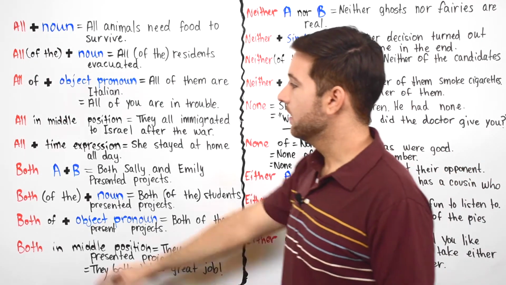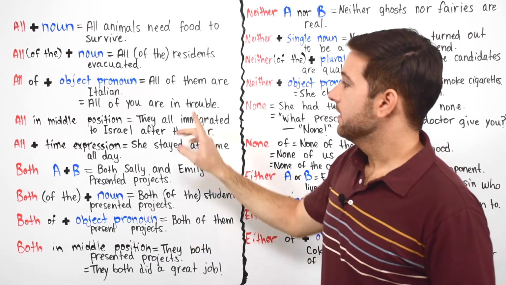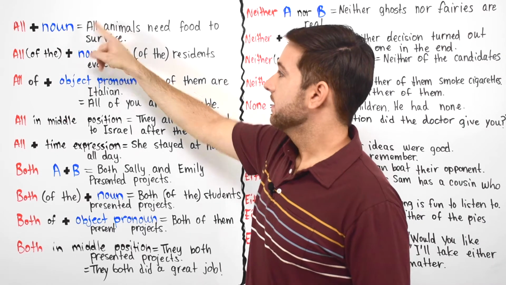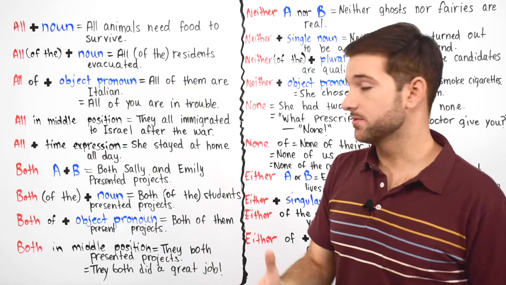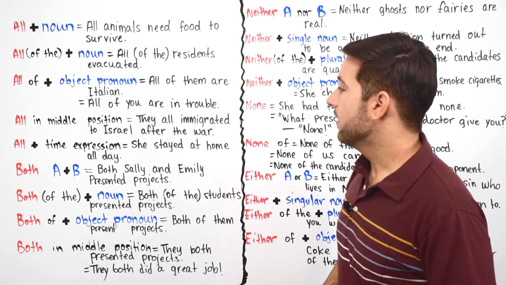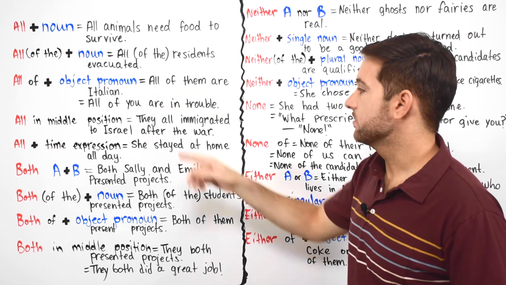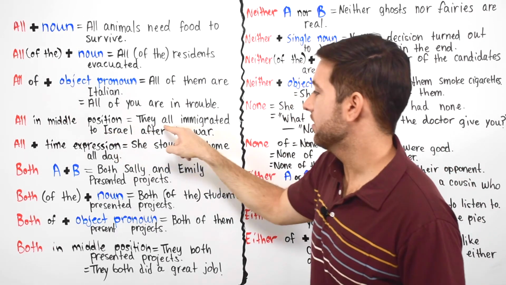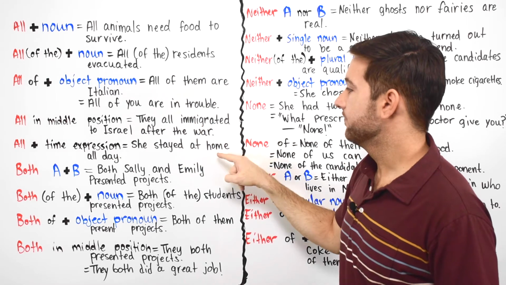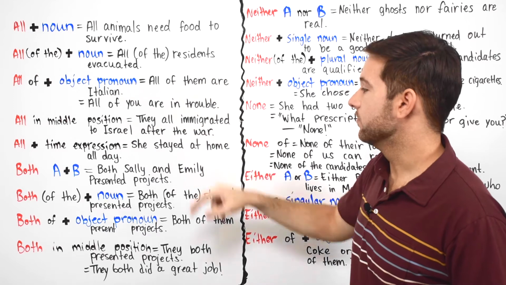Okay. And then we have all in a middle position. So all usually goes at the beginning of the sentence, but sometimes it can go in the middle between two words. So: they all immigrated to Israel after the war. See how we have they and then all in the middle position. Immigrated means to go somewhere else to live, to Israel after the war.